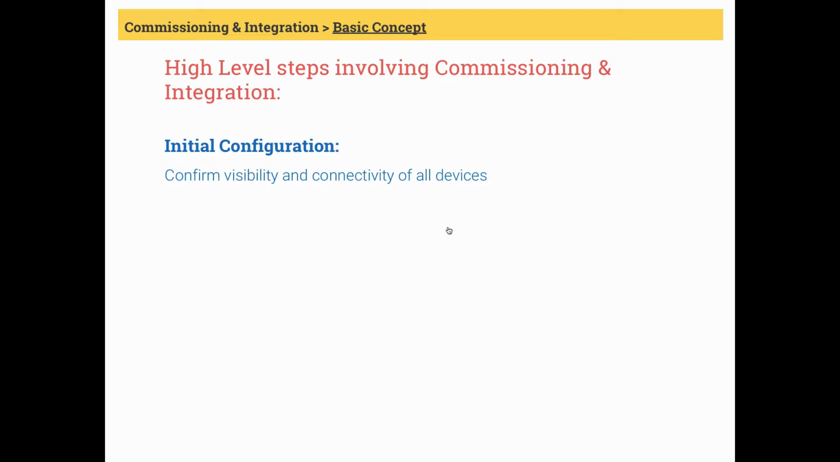Initial configuration. This confirms visibility of all devices as well as connectivity between them. Integrator makes sure that all the devices connected to the head end are visible from data controller. The data controller allows you to see all the connected devices.